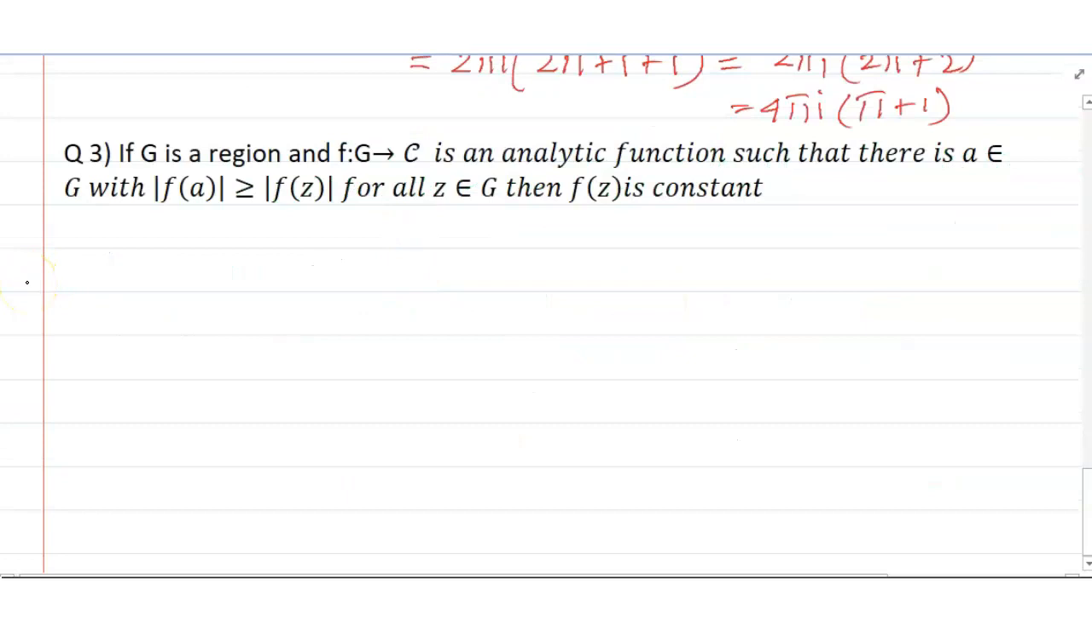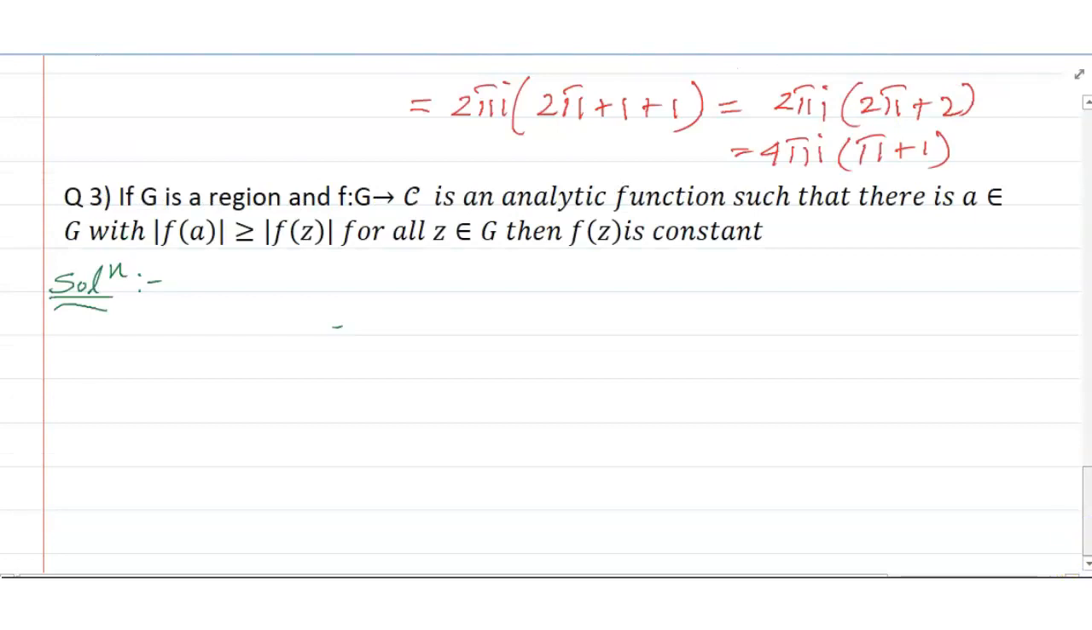So friends, let's start to discuss another problem. Question number 3. If G is a region and f from G to C is an analytic function such that there is a belonging to G with mod of f(a) greater than or equal to mod of f(z) for all z belonging to G, then f(z) is constant. So friends, let's start our solution. We have to prove that f(z) is constant. So friends, it is by the Liouville theorem.